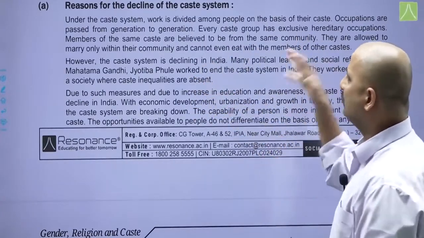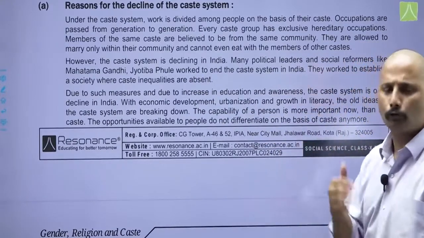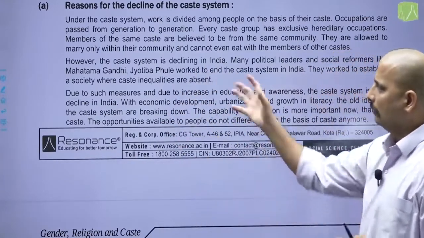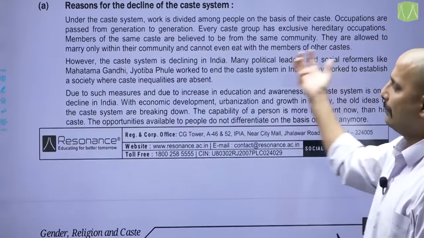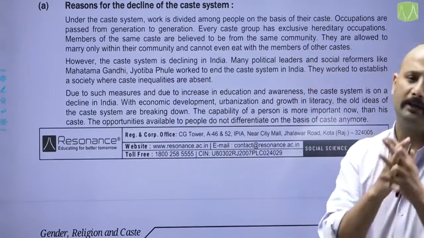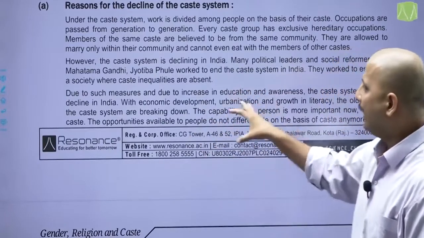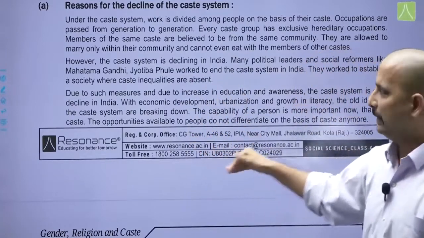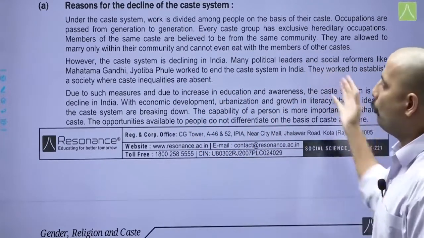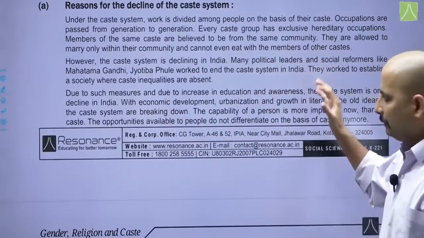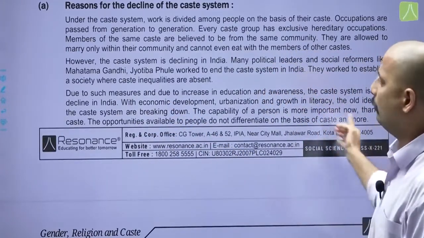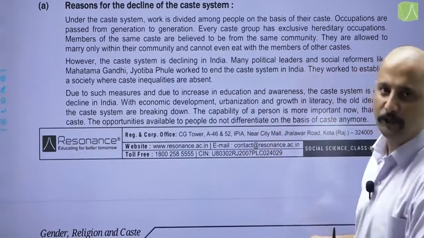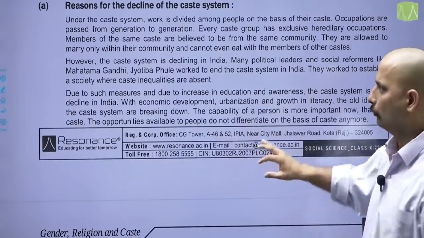However, the caste system is declining in India, and many political leaders and social reformers have played a significant role in this. Mahatma Gandhi and Jyotiba Phule worked to end the caste system and establish a society where caste inequalities are absent. Due to such measures and increased education and awareness, the caste system is on the decline. With economic development, urbanization and growth in literacy, the old ideas of caste are breaking down. The capability of a person is now more important than his or her caste, and the opportunities available to people do not differentiate them on the basis of caste anymore.